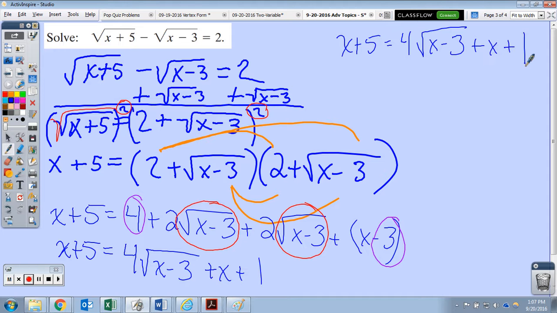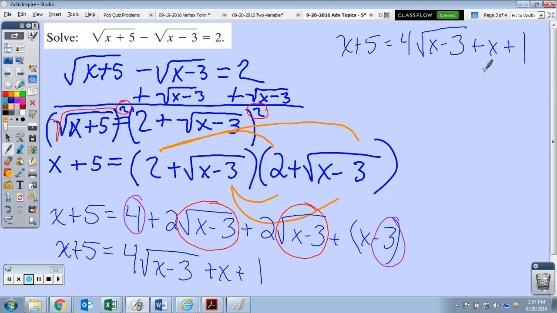All right, Maya had the right idea of, okay, now we want to isolate this radical. So this is where you repeat the process, right? We started out with a double radical equation. Now we're down to a single radical, but now we're going to isolate this radical. There's only one left. We're going to isolate this guy.